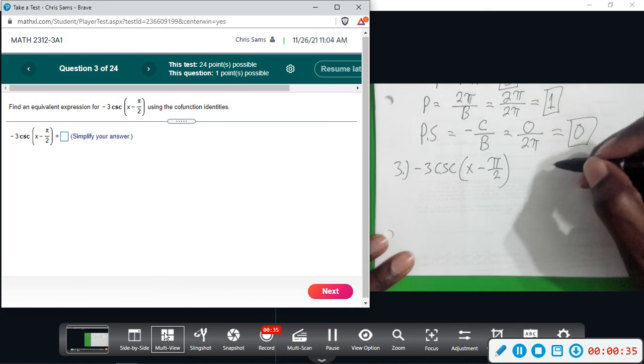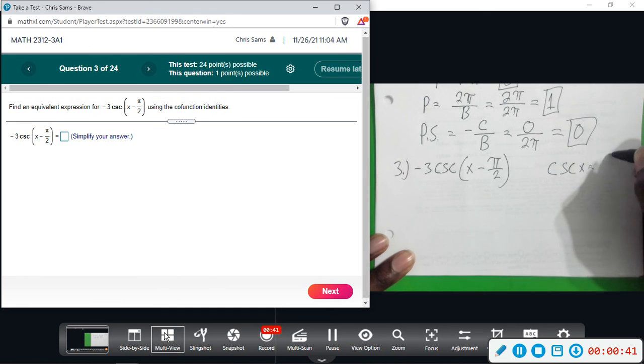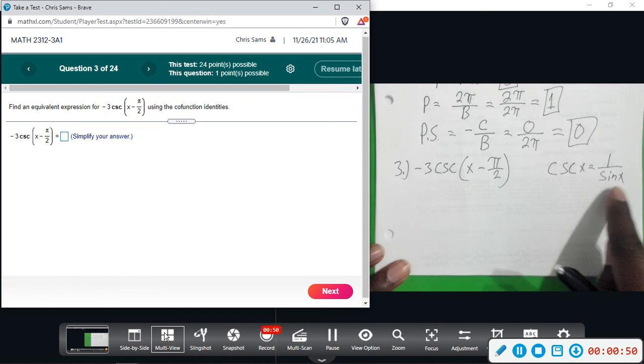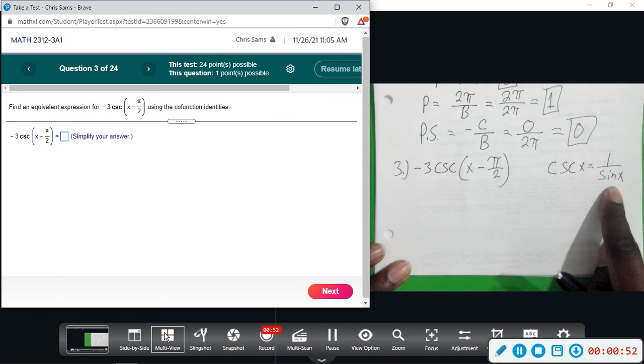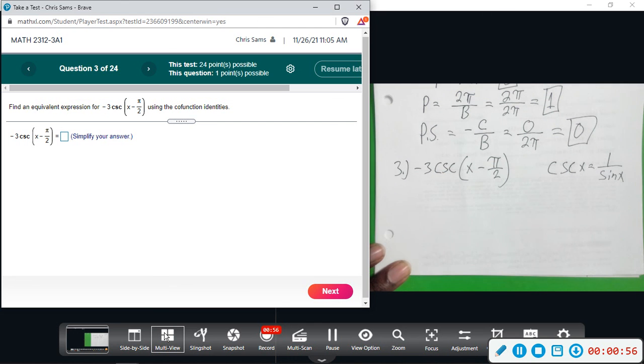So I'm just going to write that relationship over here. CSC of x is equal to 1 over sine x. Okay. So that's the relationship between those two. So we need to know what happens with sine, so I can know what happens with cosecant. Or we can just use our trig cheat sheet and we'll see.